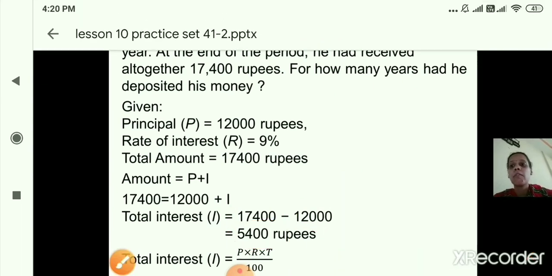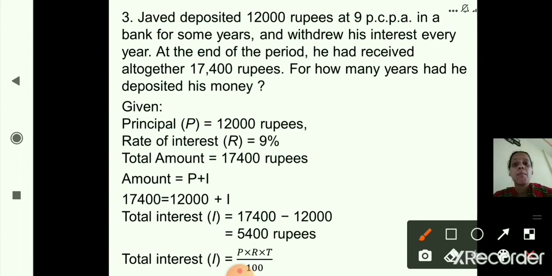In this question, amount is given, principal is given, rate of interest is given. So you will use the formula amount is equal to principal plus interest. By using this formula, we will get interest. So what is interest? 5,400 rupees. Because amount is given and principal is given, interest is equal to amount minus principal. Amount is 17,400 minus 12,000, the principal. So 17,400 minus 12,000 is 5,400 rupees. So this is the interest.